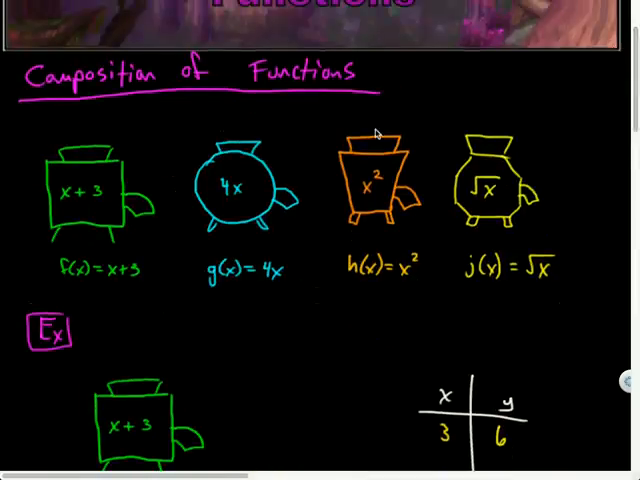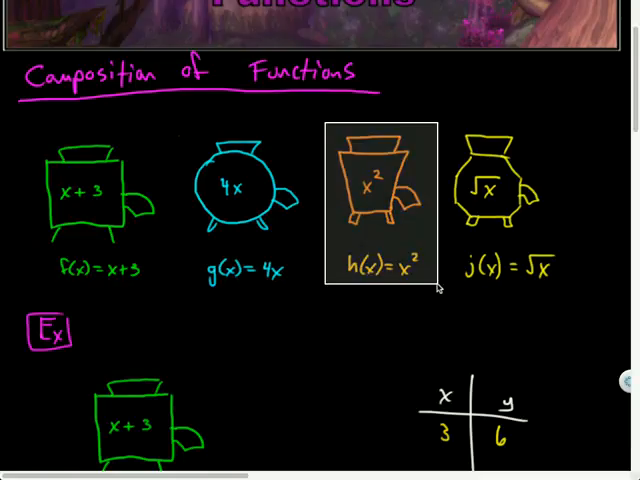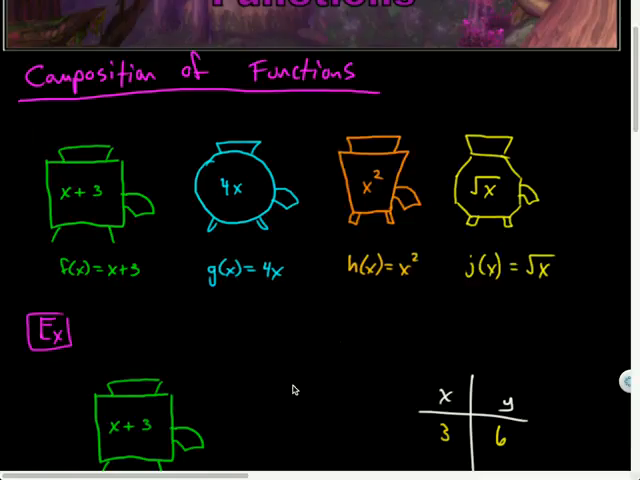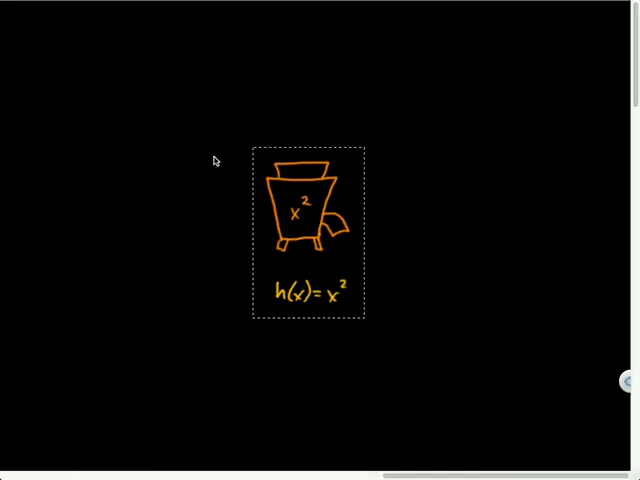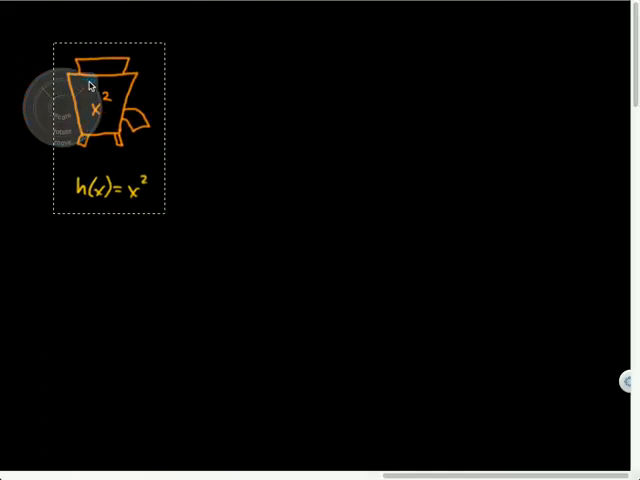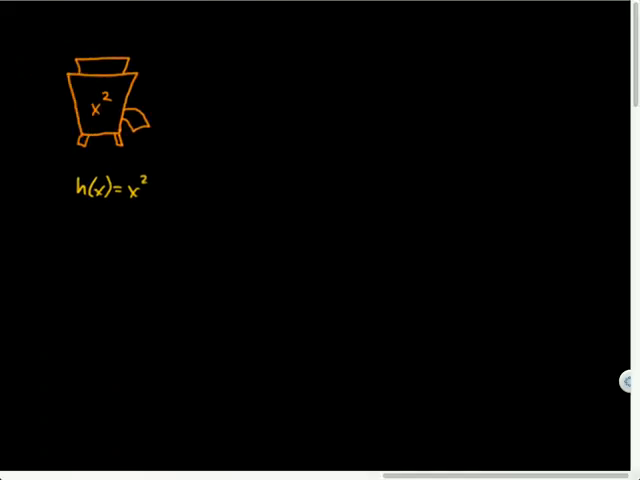So let's grab a snapshot of some of these other machines. I might just skip right to this one here, the old h of x machine. Oh, I guess I don't have to do that. So let's see, paste. And here's old h of x. So let's do another example. Let's plug in some values here. So I plug in 2. What do I get? 4, right? 2 squared is 4. Makes sense.